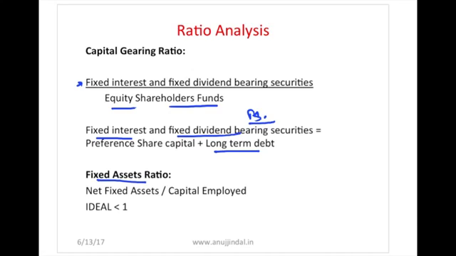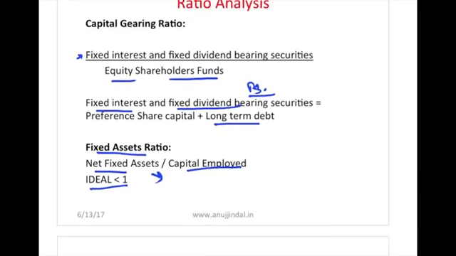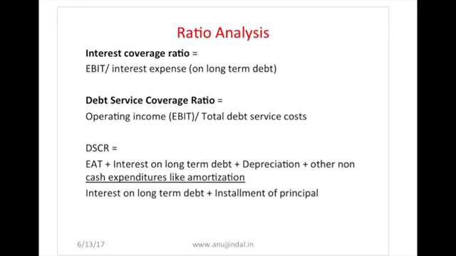Fixed asset ratio is another one, which says net fixed assets upon capital employed. We'll be talking about capital employed soon. It is net fixed assets upon capital employed, where capital employed is net of fixed liabilities. The ideal ratio is less than 1 for fixed assets ratio. The next one is interest coverage ratio, another very important one. It is EBIT upon interest expense. Here interest expense is only on long term debt and not on short term debt.